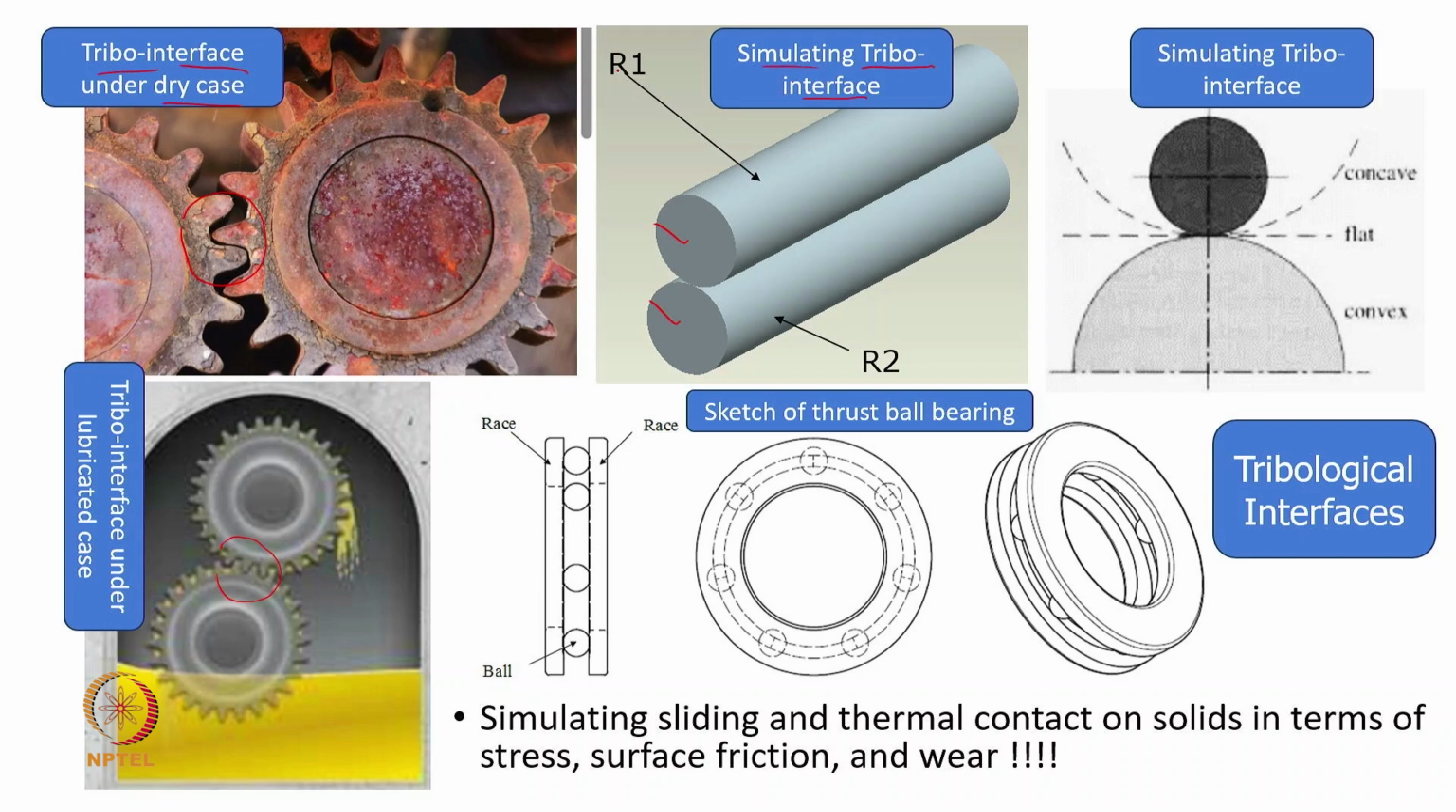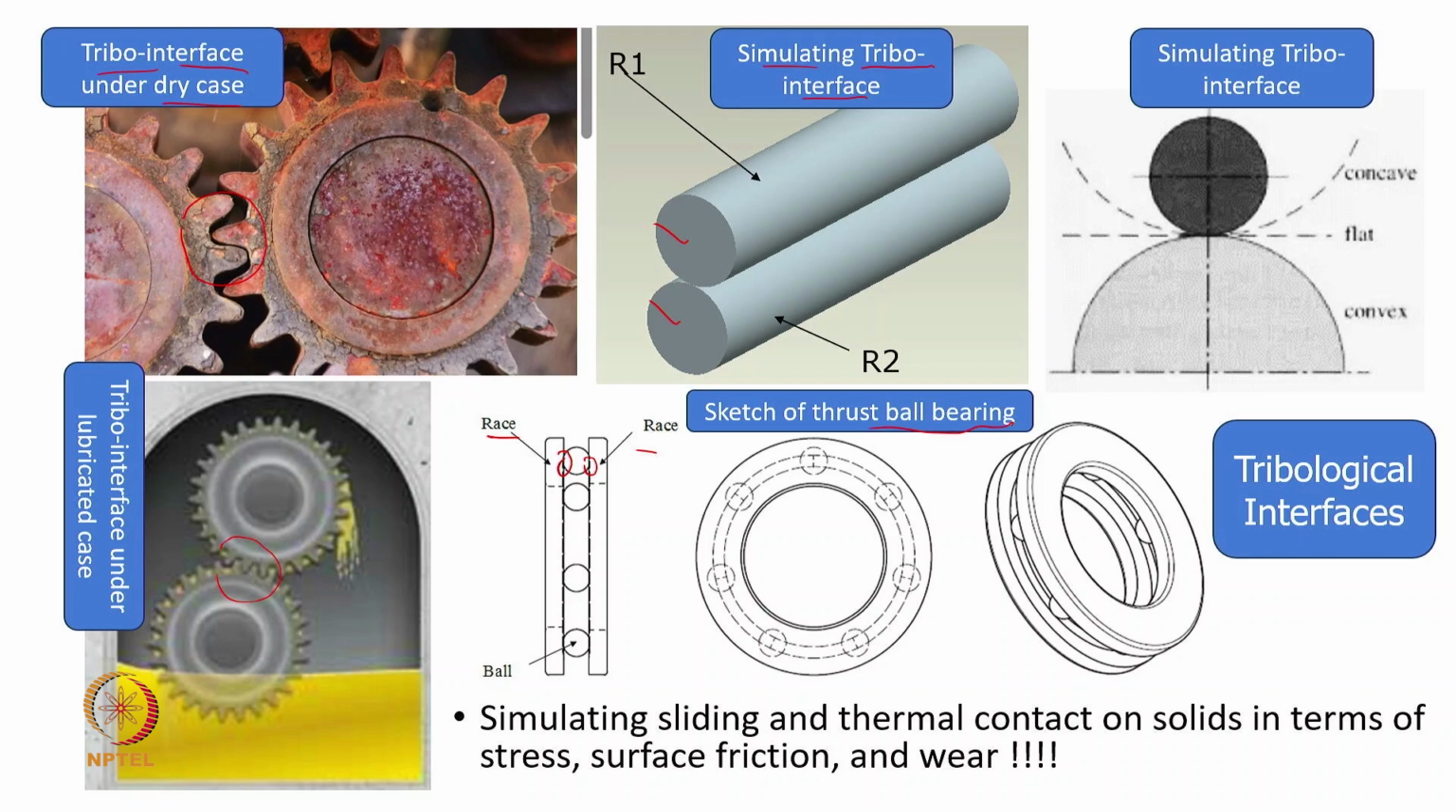With the radius R1 being maybe the pitch circle radius of gear 1 or the pinion, and R2 the pitch circle radius of gear 2. I have shown another one, a sketch of a thrust ball bearing. Now there are too many interfaces in this case. Particularly, you are able to see there is one race this side, one race this side, and there are balls. So there is an interface between this race and ball, this race and ball, and there are a number of balls, so there will be a number of interfaces.